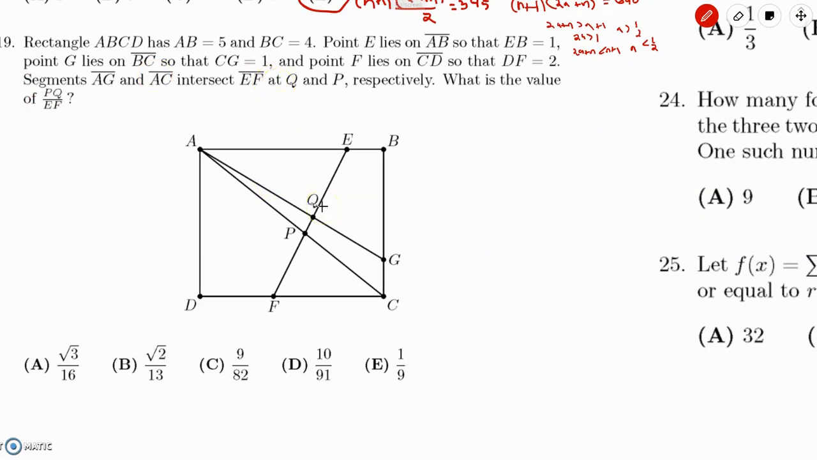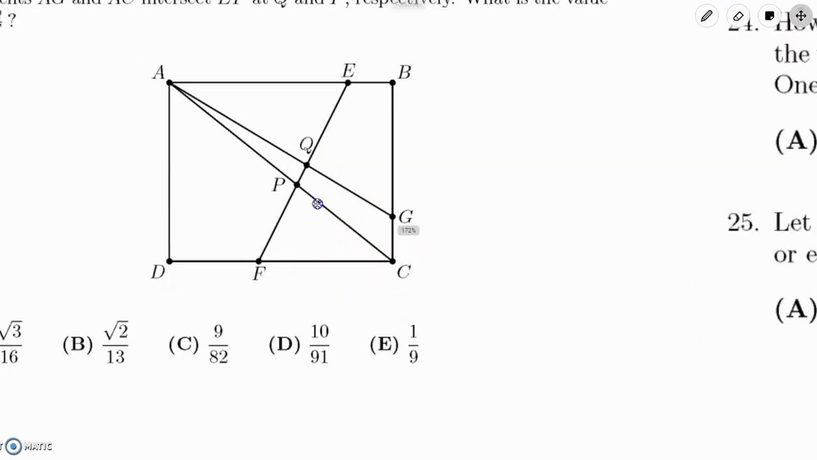Point E lies on AB such that EB equals 1. Point G lies on BC such that CG equals 1. And point F lies on CD such that DF equals 2. Segments AG and AC intersect EF at Q and P respectively. What is the value of PQ over EF?